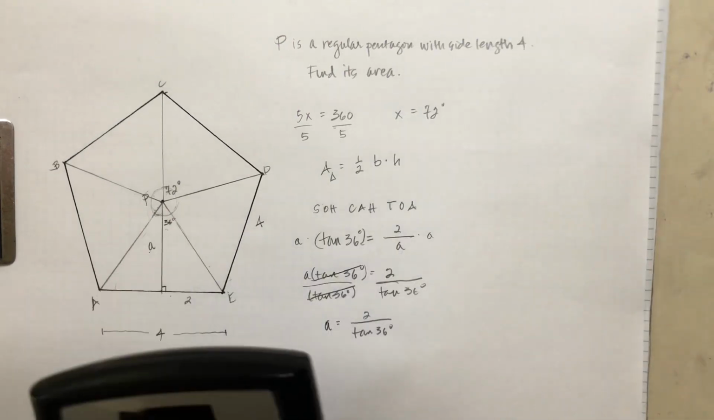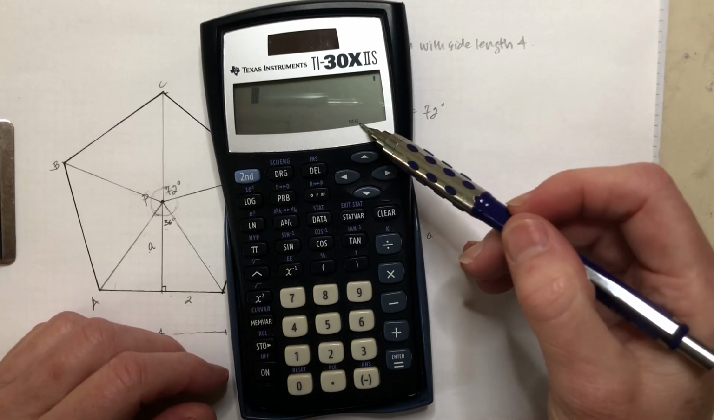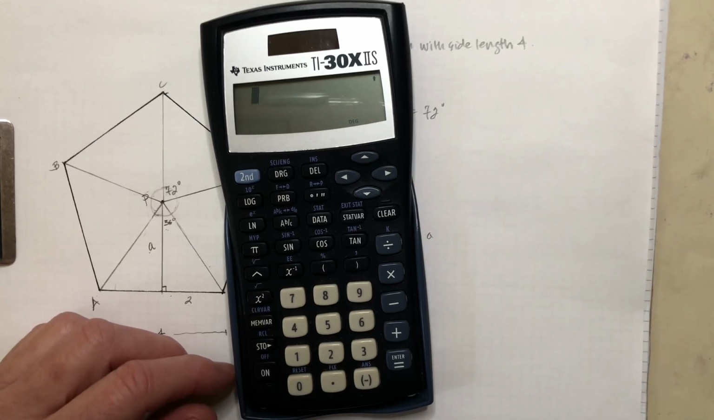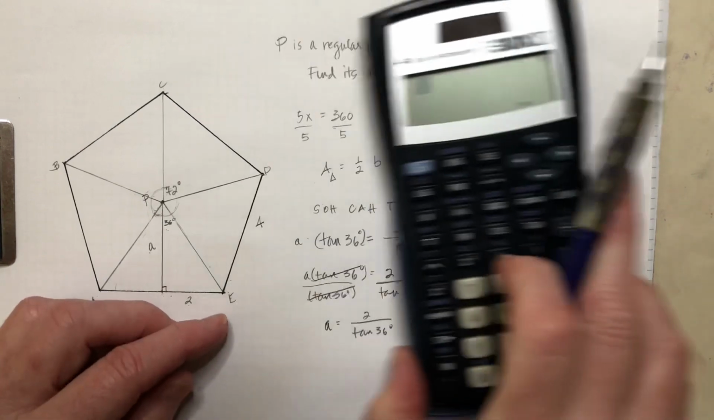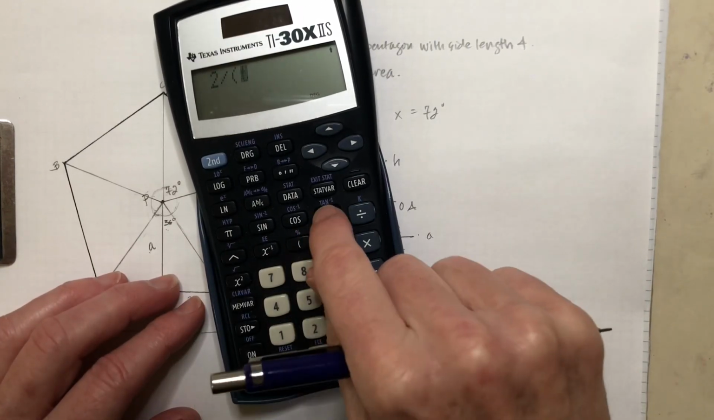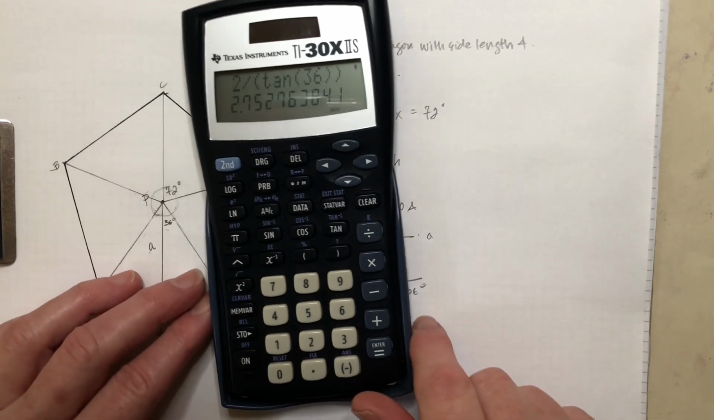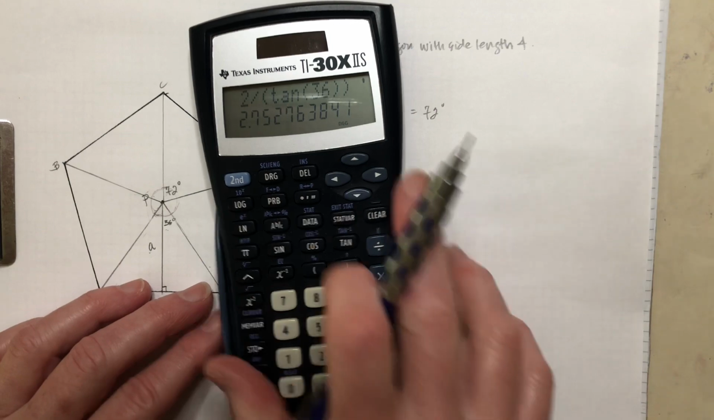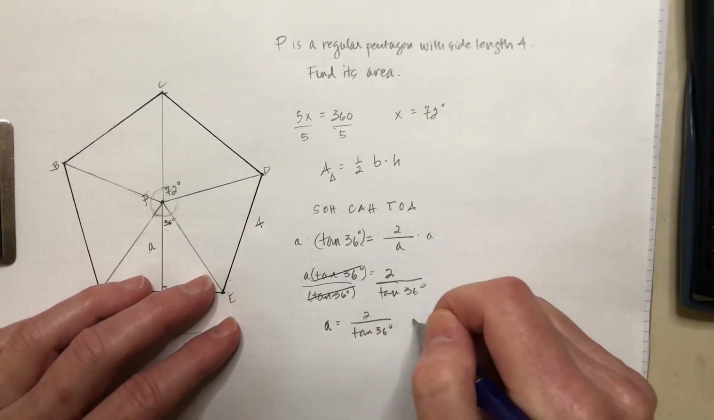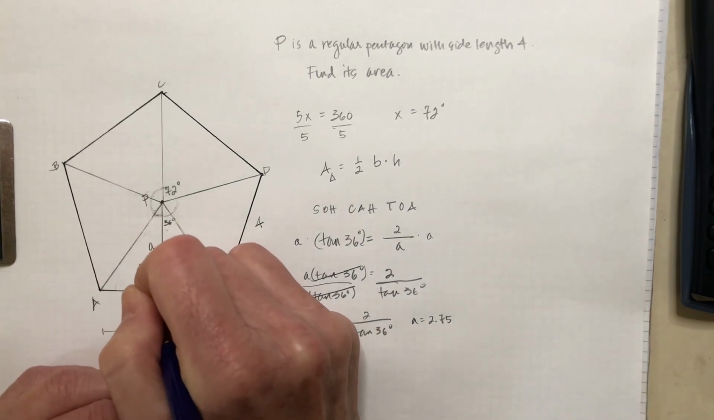Now it's time to go to the calculator. Whatever calculator you're using, make sure it's in degree mode. If you're doing other trig work, you might be switching between radian mode and degree mode, but for this type of problem you want to be in degree mode. So we want 2 divided by tangent of 36 degrees, and that's approximately 2.75.